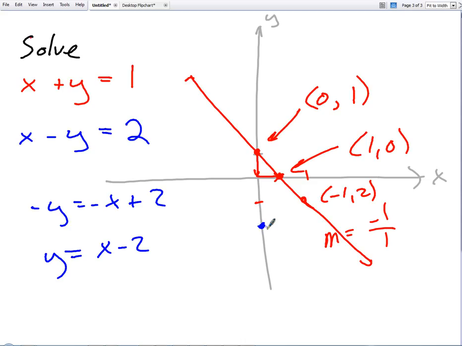So there's my y-intercept. I'll go up 1 over 1, right? And there's my line.